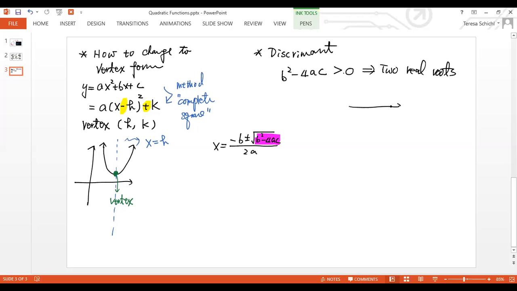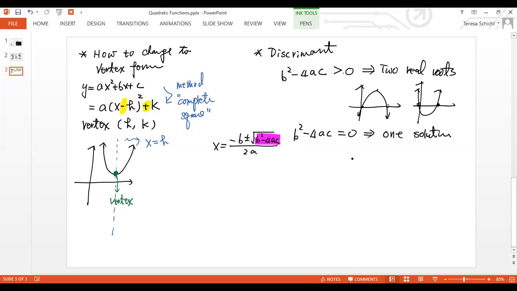That means your quadratic function will either go upward or downward, depending on your a, but it will touch the x-axis twice. Okay, so here, b squared minus 4ac equal to 0. So you will find what we call the repeat roots, right? So you can only find one solution here.